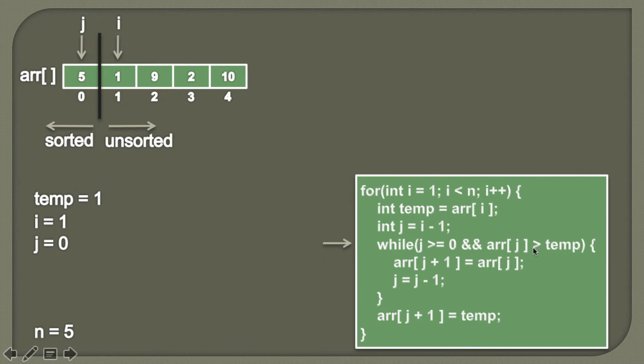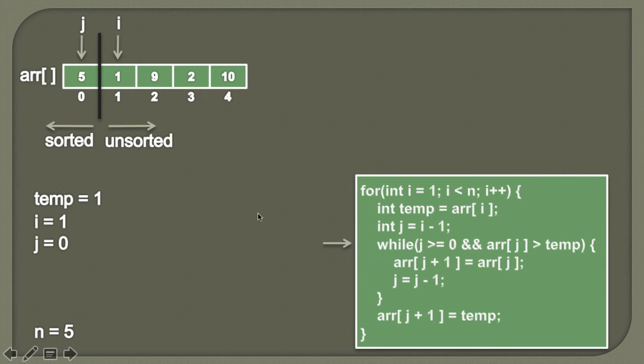And here you can see 5 is greater than 1. So we know that as we are sorting this array in ascending order, 1 should be placed before 5. So therefore this condition in while loop comes out to be true. And we want to find out the correct position of 1.